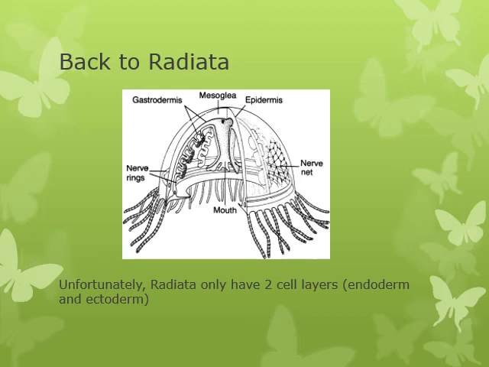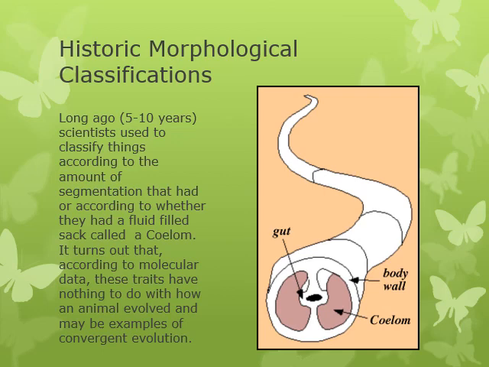Right, they're missing muscles. They're missing tissues, organs. They don't do terribly much. They have a cool nervous system, though. Radiata are going to be like your jellyfish. You love the jellyfish? Oh, we'll talk about jellyfish soon.